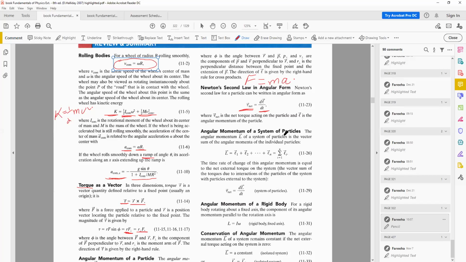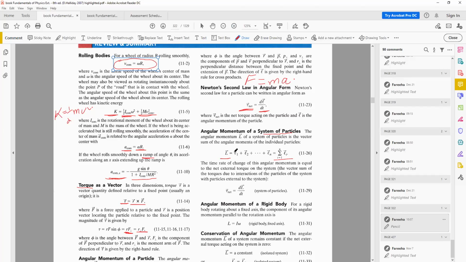Angular momentum of a system of particles. Just like we studied in the previous chapters, in the beginning of the course, we were talking about a body being approximated to be one particle, but then to be more accurate, we know that a body consists of a system of particles. And therefore, any quantity will be the sum of all the quantities for each particle. And therefore, we have this summation sign, and this is for angular momentum.